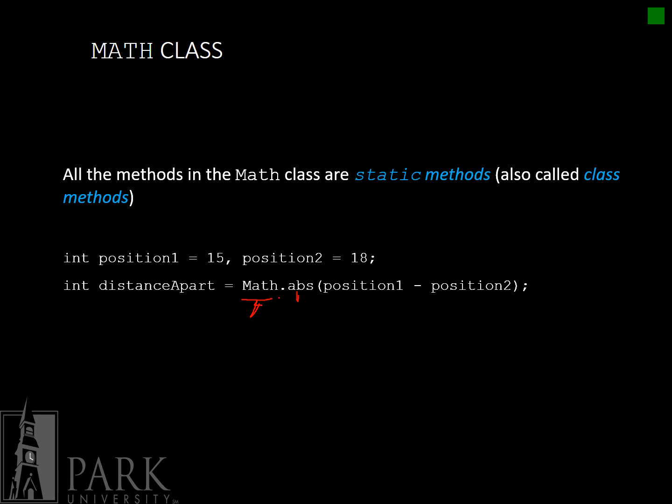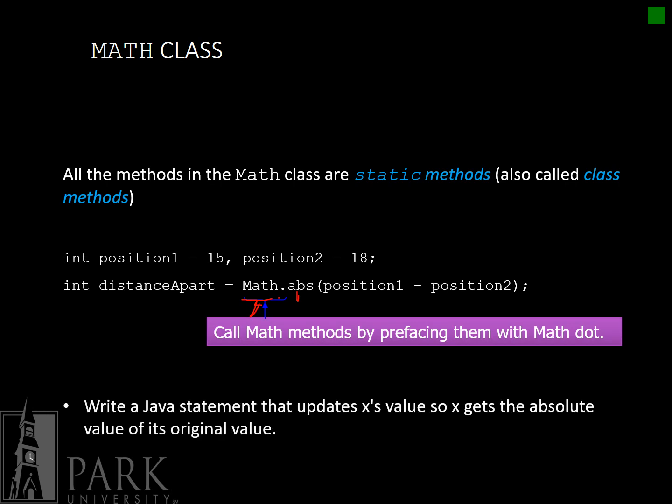Okay. Hopefully you paused it. Hopefully you tried. But this is what you should have gotten. You should have gotten this right here: x = Math.abs(x). This method is going to take whatever is stored in x, find what the absolute value is, and store it back in x.